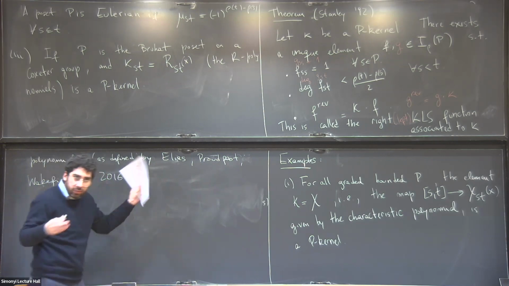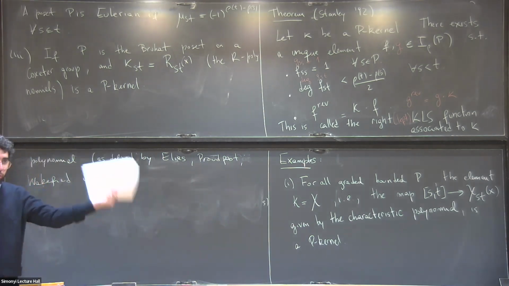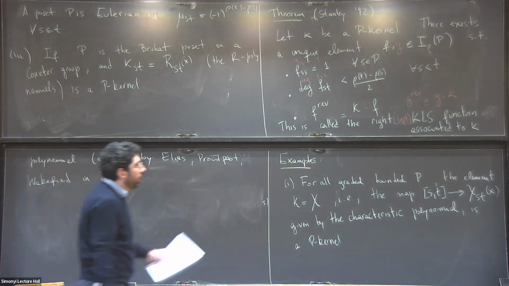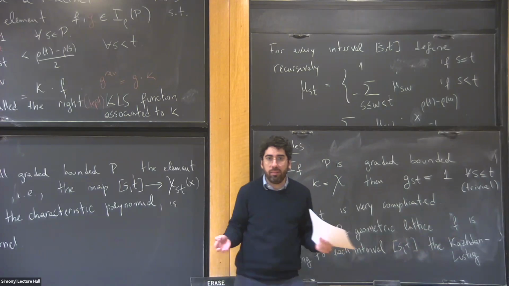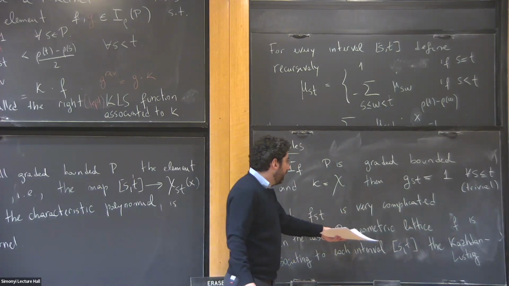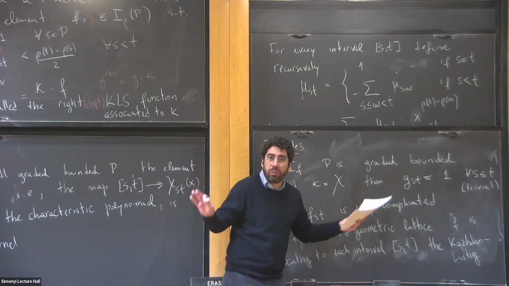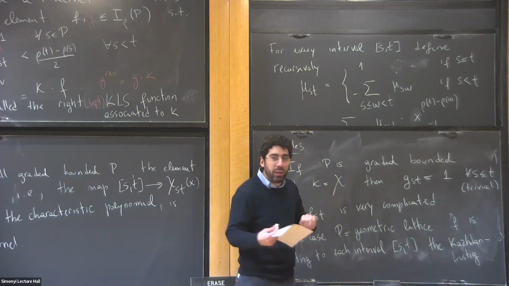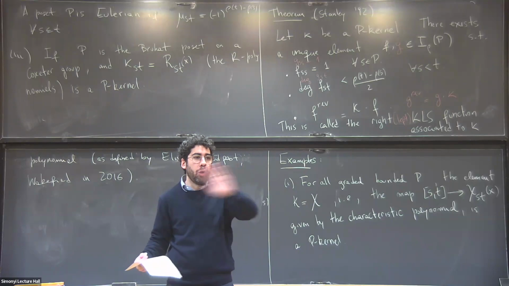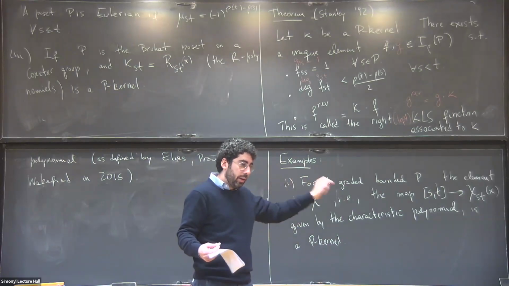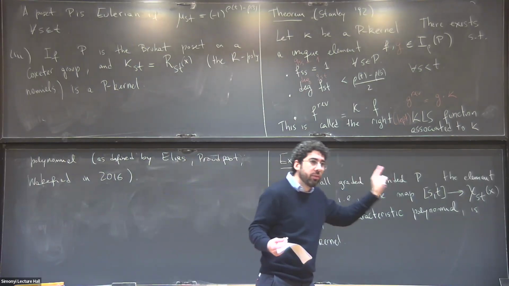So this is the Kazhdan Lusztig polynomial of a matroid, in case you know what that is. This, of course, makes sense only for geometric lattices, because this claim makes sense only for geometric lattices. Let me say that the first part is true for graded bounded posets. So for all posets, G coming from the characteristic polynomial is always 1.